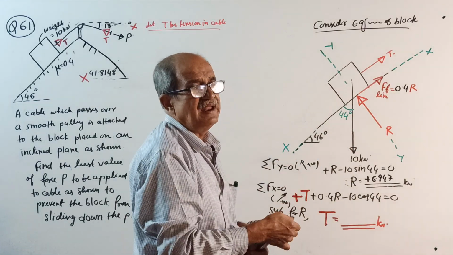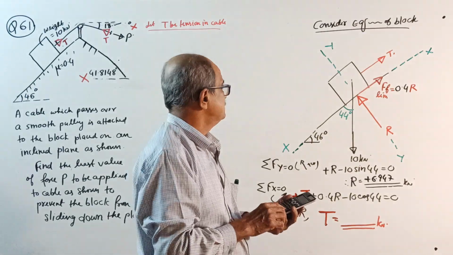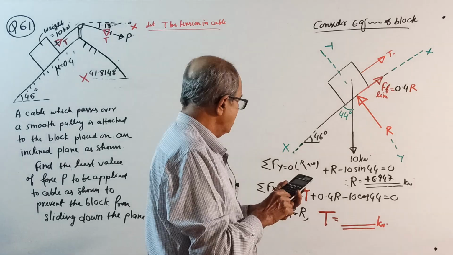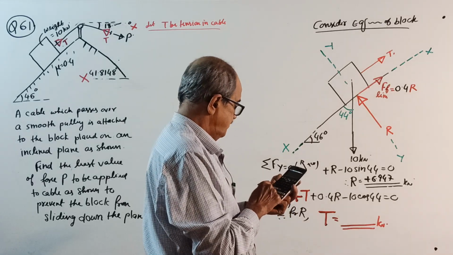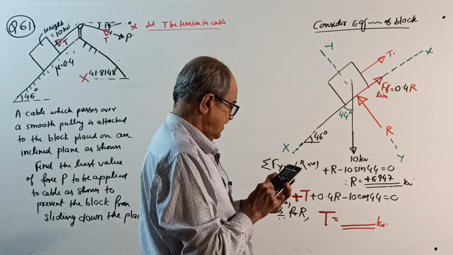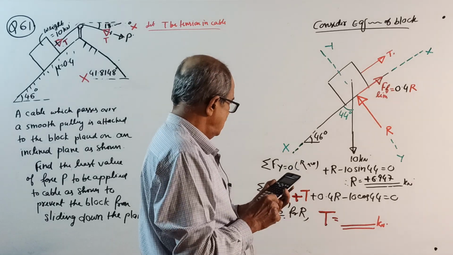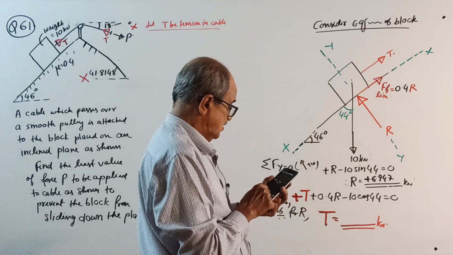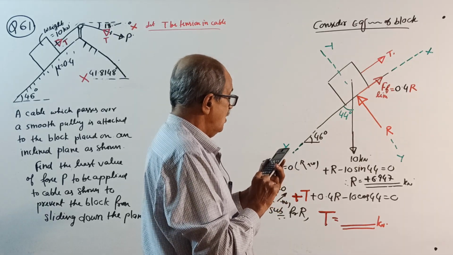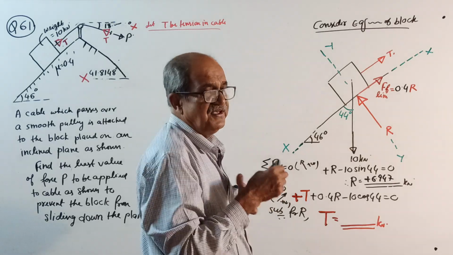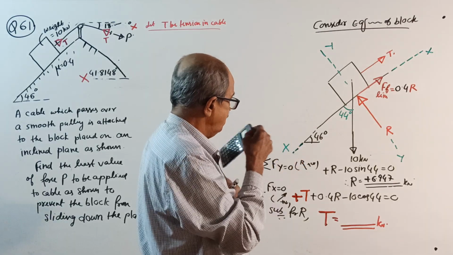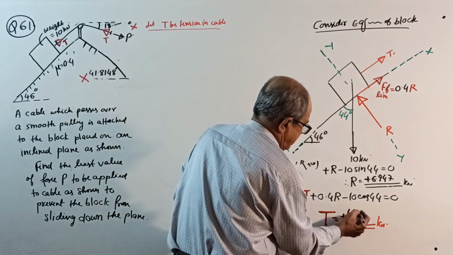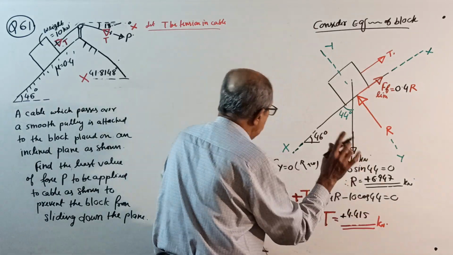Now I should not explain it. It will be an insult for so many if I explain now. Substitute whatever R you got. T will come: 6.947, that is R, into 0.4, equal to minus that plus 10 into cos 44. T is 4.416 kilonewton, 4.415 kilonewton.